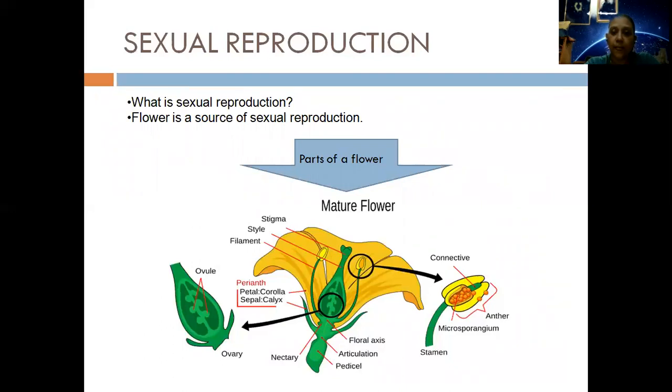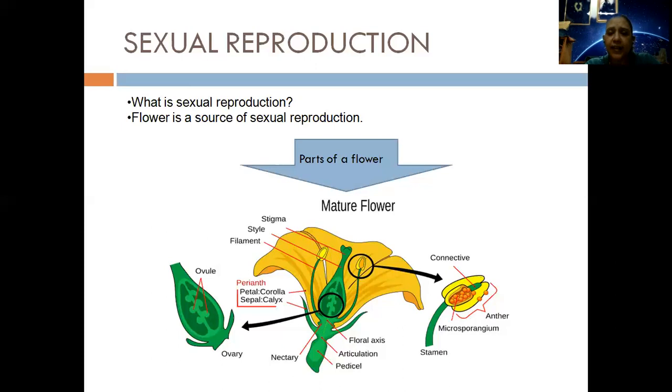Now, what is sexual reproduction? What we had seen in the very first slide: sexual reproduction means utilization of gametes, right? Now in a plant, where do these gametes come from? In a plant, the flower is the source of sexual reproduction. Now you have studied in 11th standard the structure of a flower, the LS of a flower, right? So in that, what did you study?